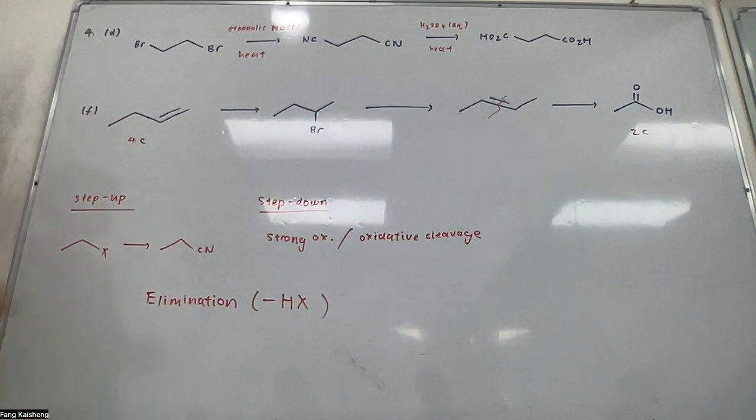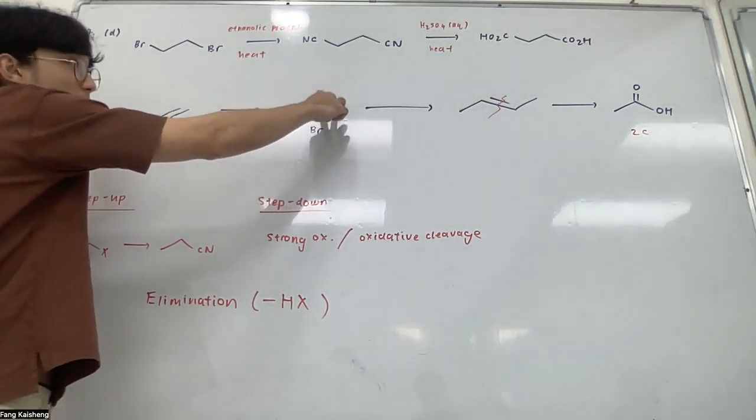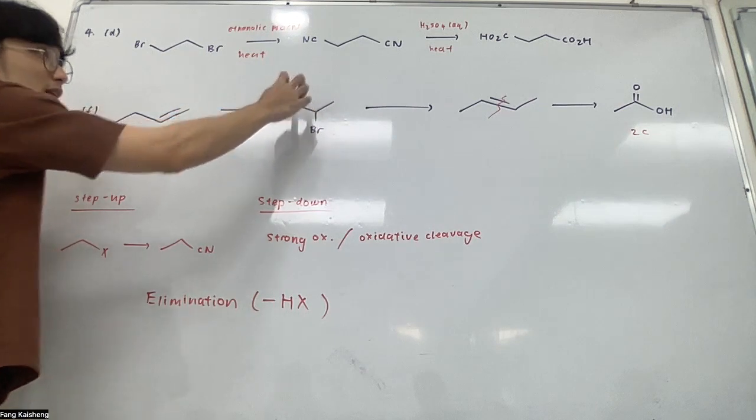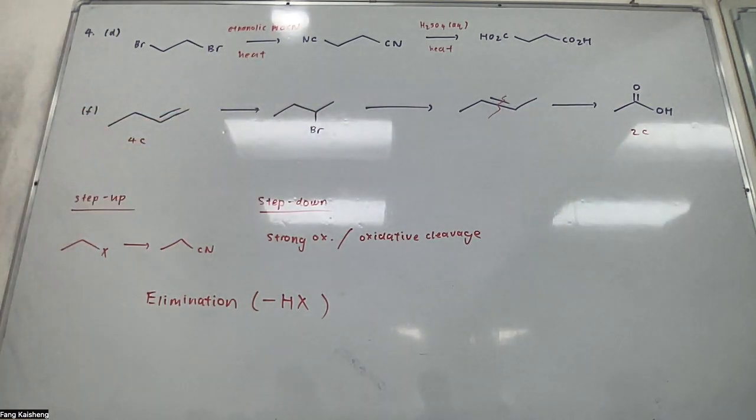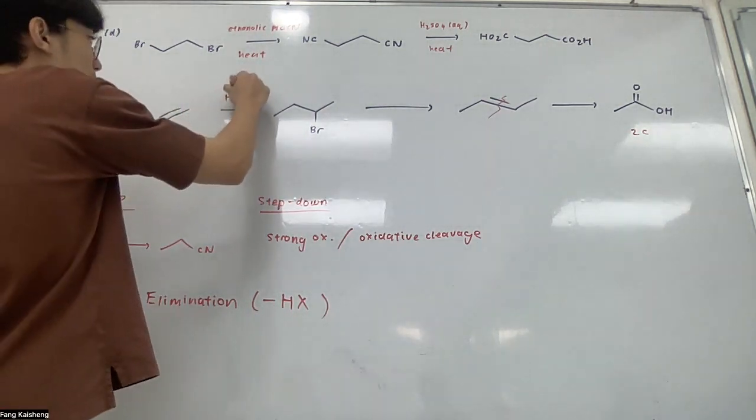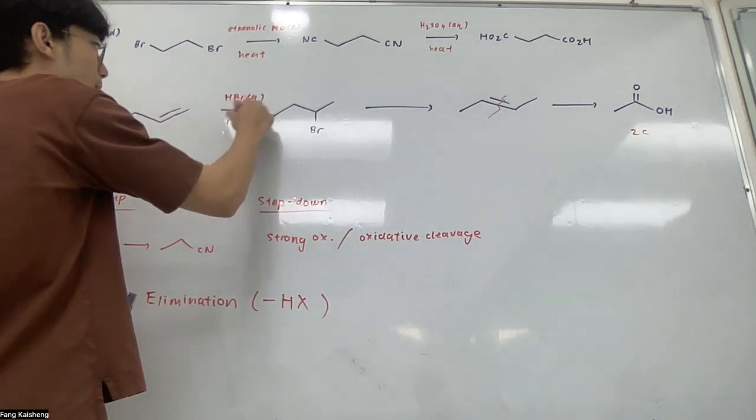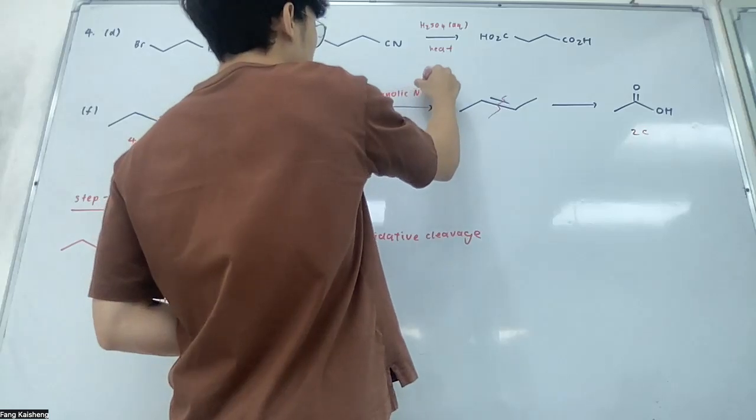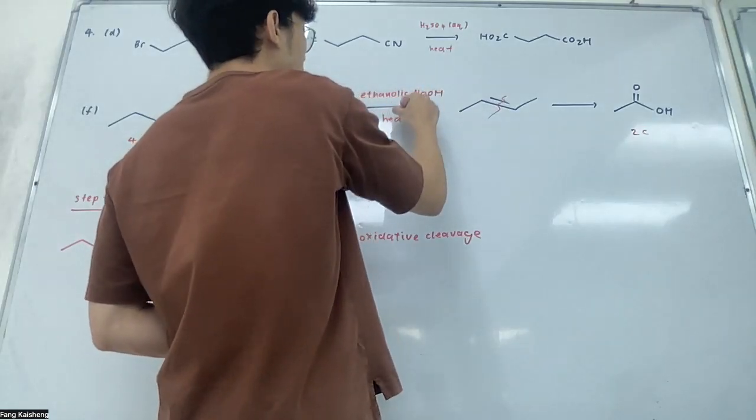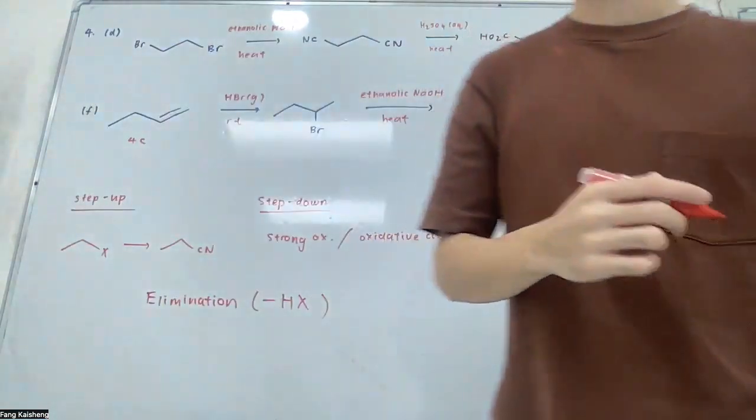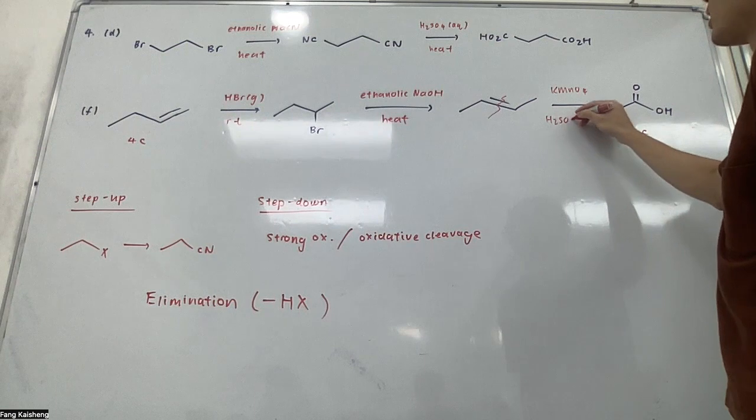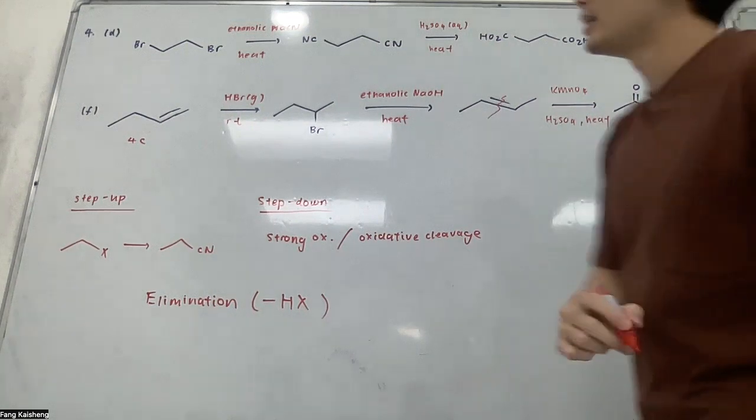Can you see that? I add HBr here, but I eliminate by taking away the Br here and here, so that my double bond is in the middle now. So it's a slightly tricky question. Okay, it's a challenging question. But I'm undergoing addition first, adding HBr gas at room temperature. Then I eliminate by undergoing ethanolic NaOH and heat. And then the final reaction is oxidative cleavage, so KMnO4, H2SO4, heat.